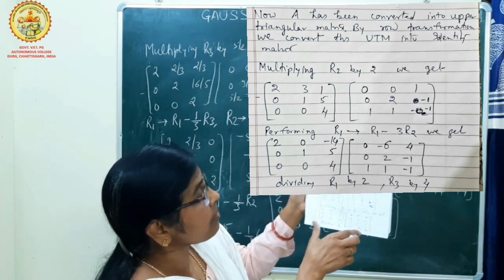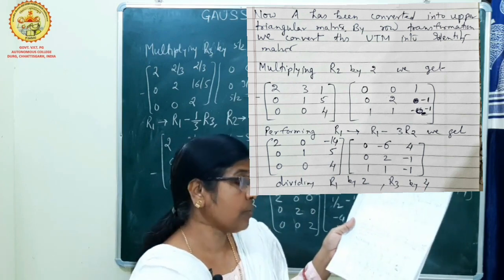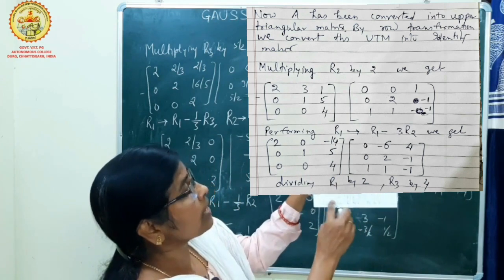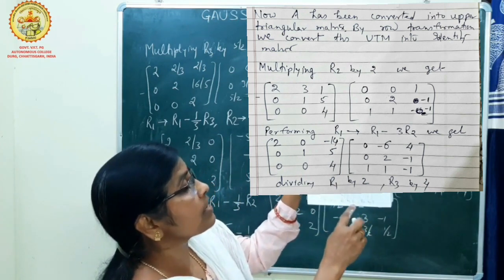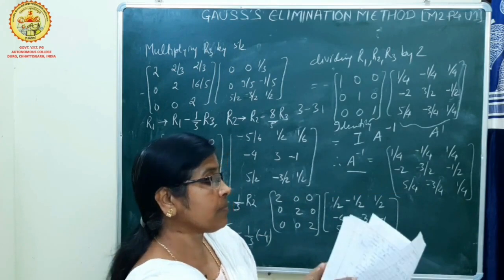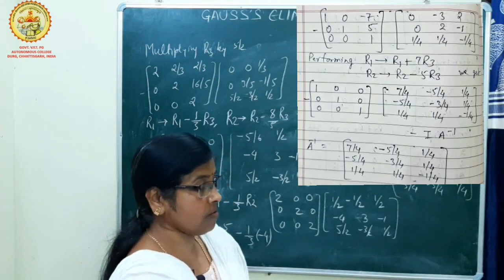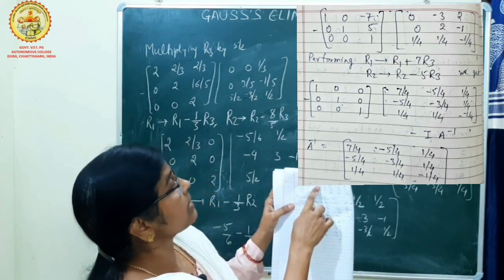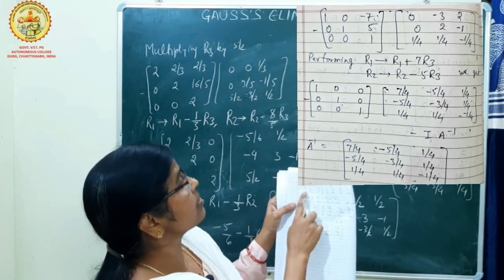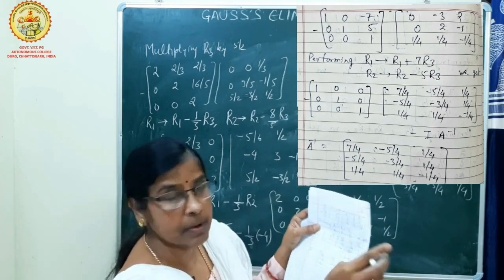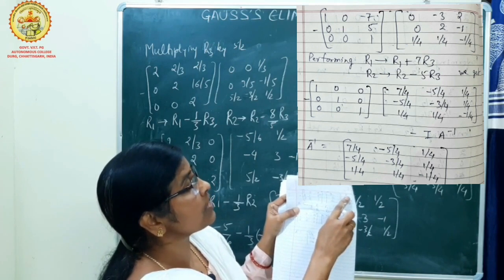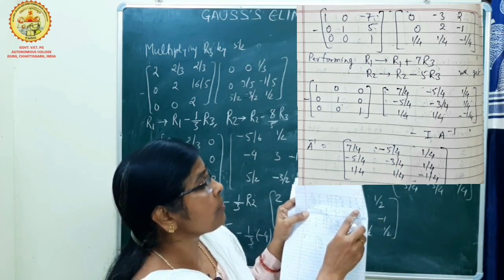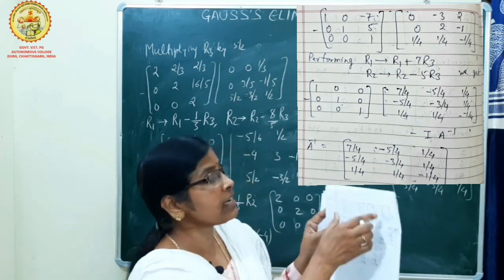Here we can divide R2 by 2 and R3 by 4, because the R3 component is 4 and the R2 component is 2. After division we get 1, 0, minus 7, 0, 1, 5, 0, 0, 1, and in the second matrix we get 0, minus 3, 2, 0, 1, minus 1 by 2, 1 by 4, 1 by 4 and minus 1 by 4. After division we get this matrix.